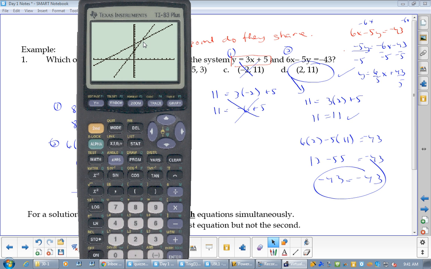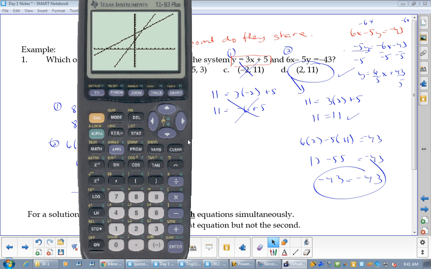Now, the way that you find this point, you ready for this? You hit second, trace. Now, which one of these do you think you want? Intersect. So you can go down and hit enter, or you can just hit 5. Doesn't matter. So you hit intersect, and you'll get this spider. Now, when you have more than one intersect, you need to get that spider close, and then you just hit enter 3 times. 1, 2, 3. Boom. 2, 11.